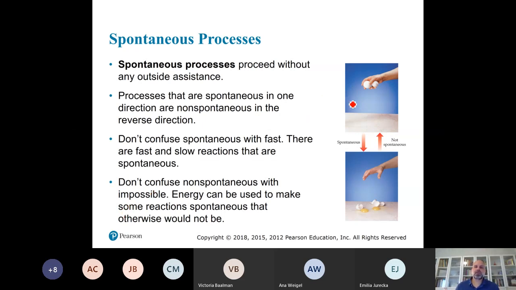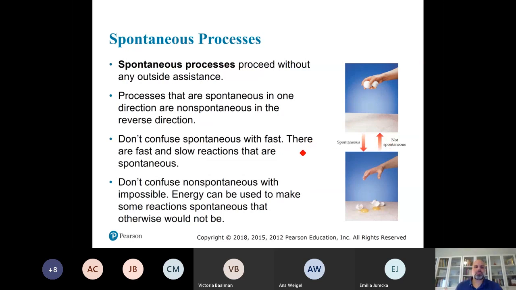So they give you a picture of an egg over here on the right-hand side, right? You drop an egg, the egg drops to the ground, and the egg cracks. Right? That's a spontaneous process, right? Gravity spontaneously pulls the egg towards the countertop, and the egg breaks, right? But it's not going to be spontaneous in the reverse direction, right? The egg's not going to magically float back up into your hand and end up reassembling itself, right? So that's what we're talking about here.